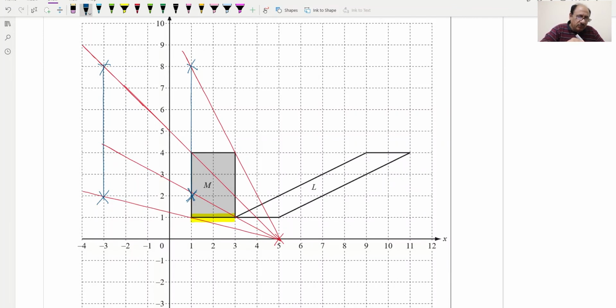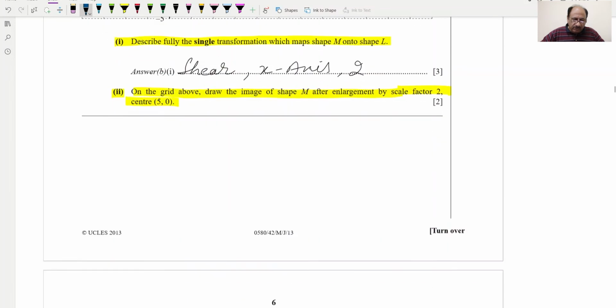Hopefully you are following each and everything. These types of enlargement with scale factor 2, or scale factor less than 1 like 1 by 2, are mostly coming in exams, so you should practice these types of questions. Hopefully you understood this. We are done with this.